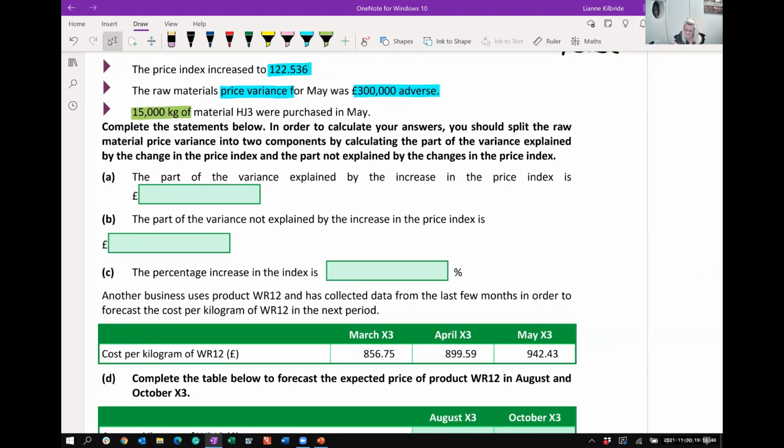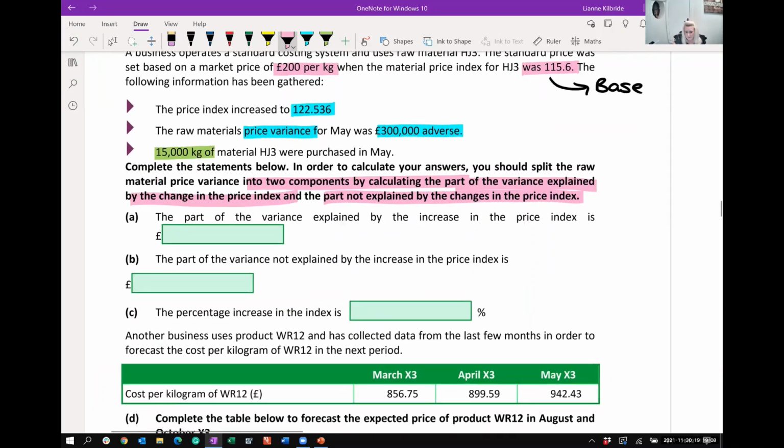So anyway, complete the statement below. In order to calculate your answers, you should split the raw material price variance into two components: calculating the part of the variance explained by the change in the price index, and the part which cannot be explained by the change in price index.